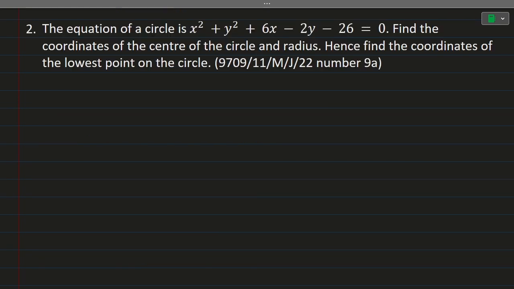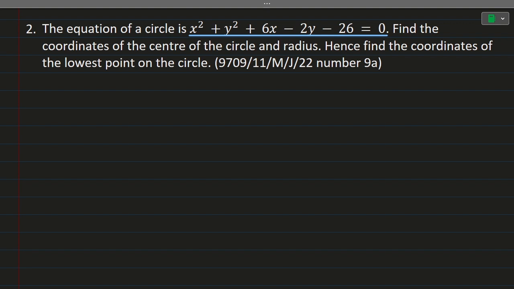The equation of a circle is x² + y² + 6x - 2y - 26 = 0. Find the coordinates of the center of the circle and the radius. Hence, find the coordinates of the lowest point on the circle.